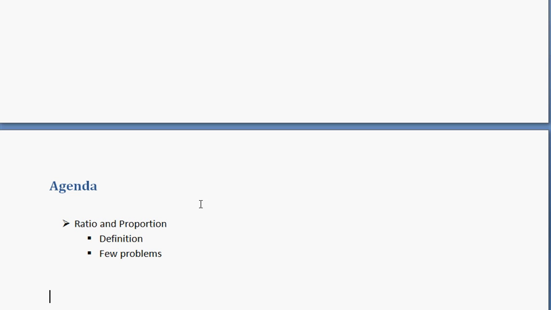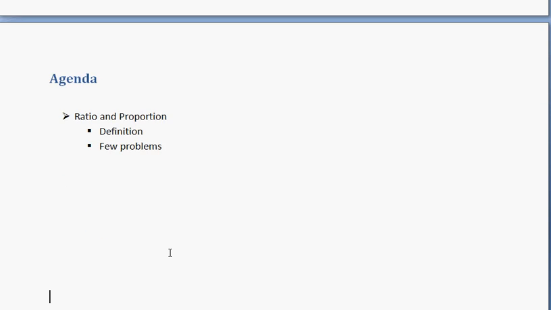So we have already done our fractions and percentage. This ratio and proportion, you can say, is an extension of the concept of fraction or percentages, right? So let's see what we are going to do in ratio and proportion. We would do certain definitions and then we would do few problems. This is the agenda for ratio and proportion, and it is an important topic. There can be 1 or 2 questions in your CSAT exam, so be very careful while listening to this session.